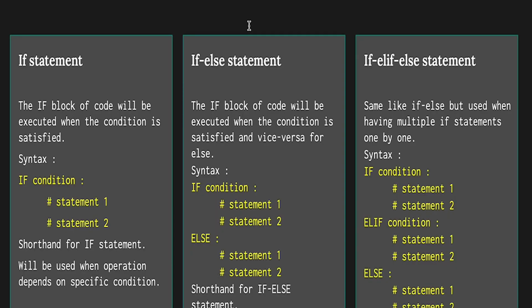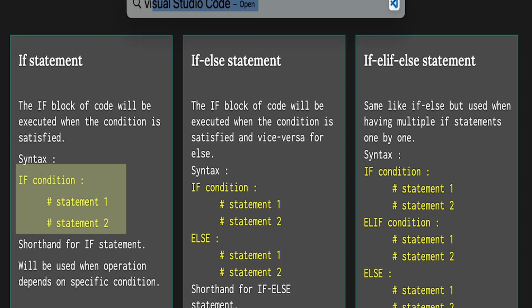So, the if statement. The if block of code will be executed when the condition is satisfied. Its syntax is if and then a condition. As you know, a condition always returns either a true or false value. If the condition is satisfied, that means the condition returns true, then these statements will be executed, and these statements are available in this particular block. In Python, a block is decided based on the colon and the indentation.